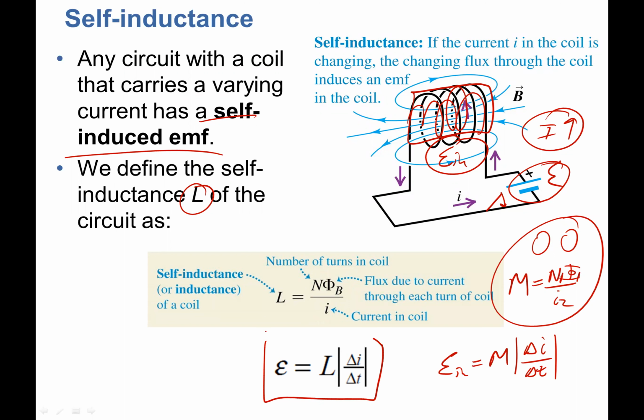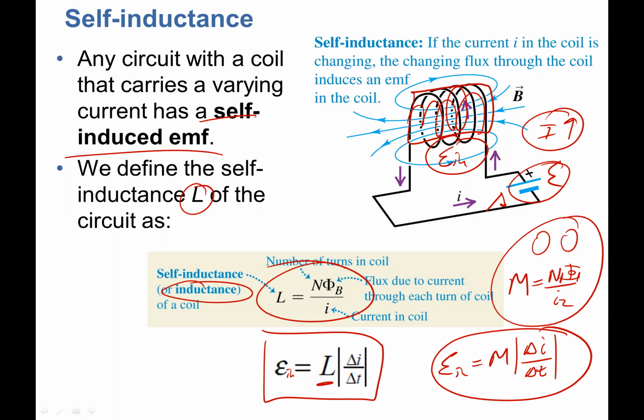Here, this is for the induced EMF if it's a self-inductance. So this L is representing the self-inductance, or sometimes just inductance. This one is always mutual inductance, but when we say inductance, we usually mean self-inductance, especially in the circuit. Try to understand the difference between self-inductance and mutual. For the mutual, you need 2 coils. For the self-inductance, you need just 1 coil in the circuit.